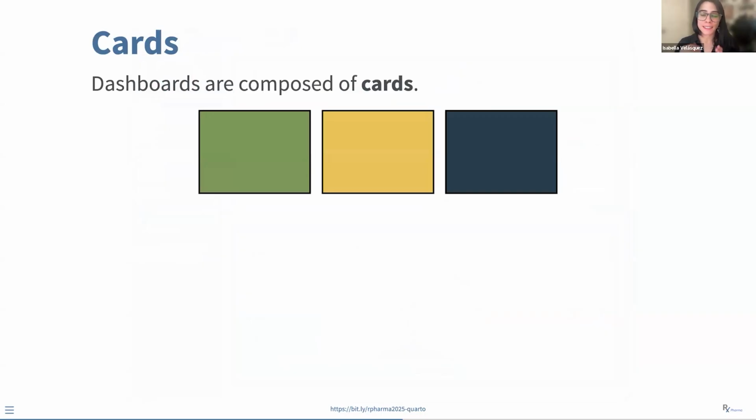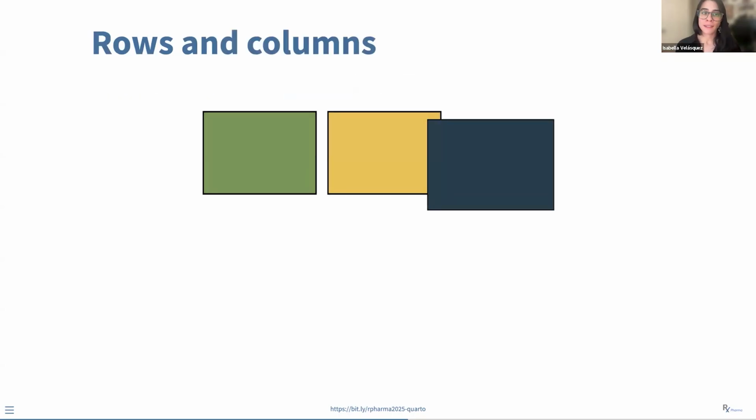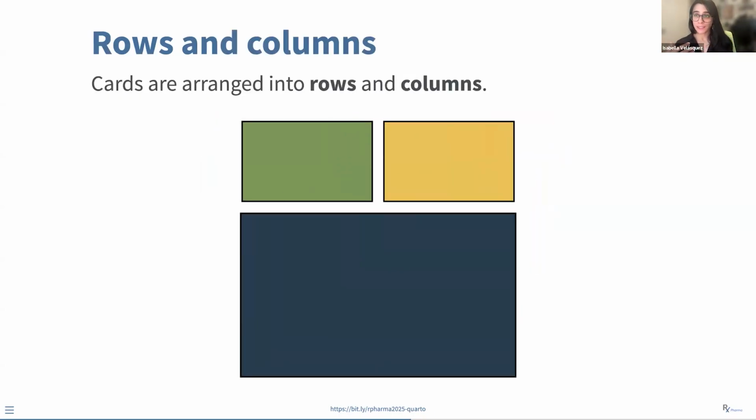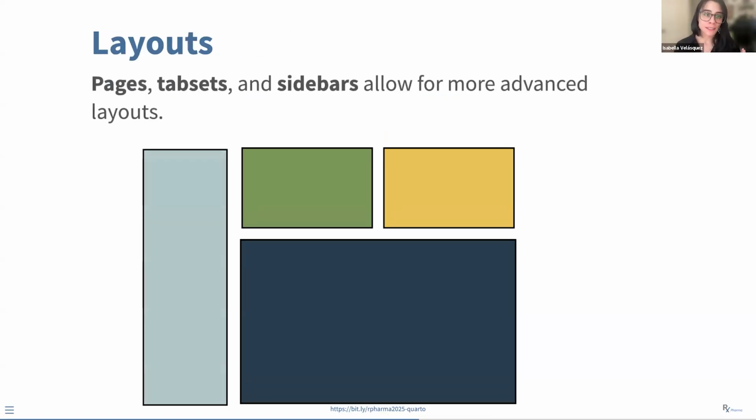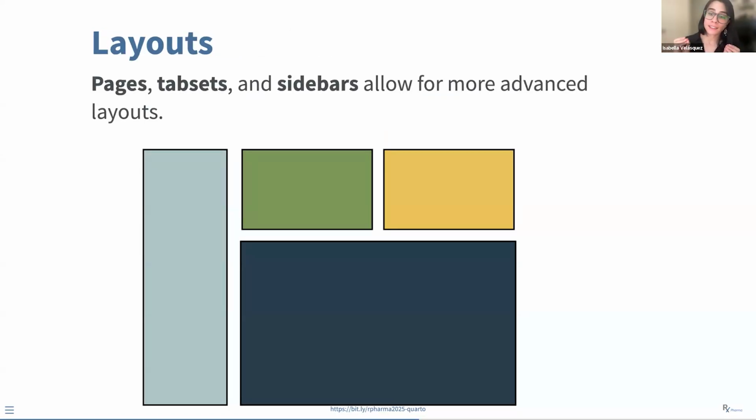The basic idea is that dashboards are composed of cards. They're the basic building blocks of your dashboards. You usually don't have to manually define them. Quarto will just pick them up. That being said, you probably want them displayed in a specific way, so you can organize your content and arrange it into rows and columns. Then you can add additional things to control the general layout of the page, like additional pages, tabsets, and sidebars for something a bit more advanced.